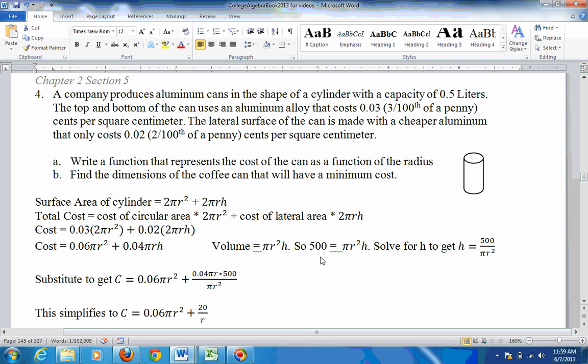Now, hold on to that, and we wanted it to have a volume of 500. The volume of a cylinder is equal to pi r squared h. The pi r squared is the circle bit, and the h is the height. So we know pi r squared h, that volume has to be 500.